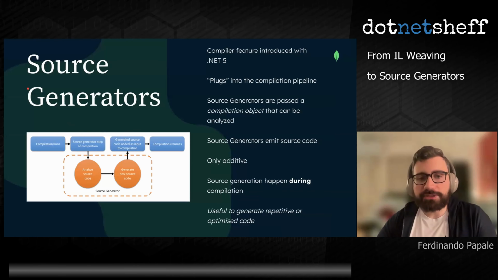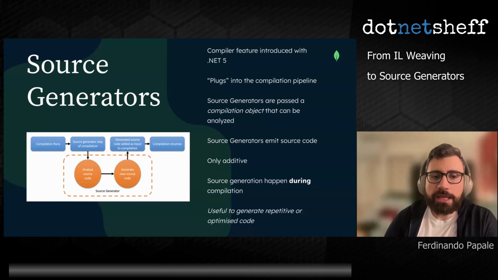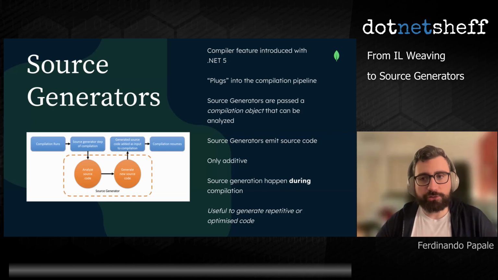Now, instead, what are source generators? Source generators are a compiler feature that was added with .NET 5, and that are essentially something that plugs into the compilation pipeline to eventually generate new code. The way that it works is described in this schema that I took from the documentation.